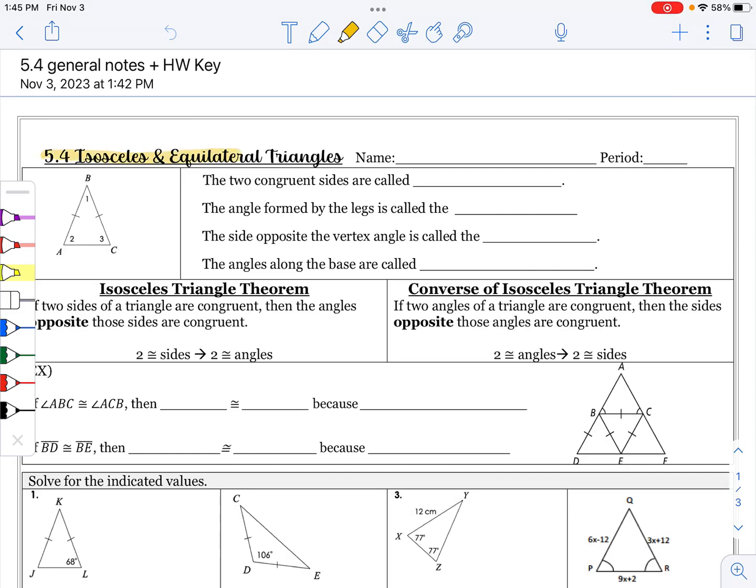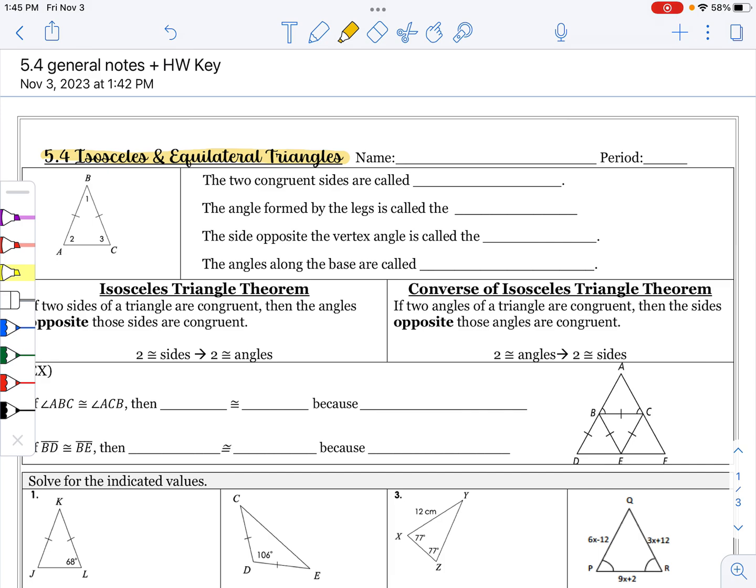Hello everyone, and welcome to our 5.4 lesson on isosceles and equilateral triangles. Everyone has actually already heard those words before, because in one of our first lessons we talked about classifying triangles, and we talked about what it means to be equilateral, where all the sides are the same, and what it means to be isosceles, where two of the sides are the same.